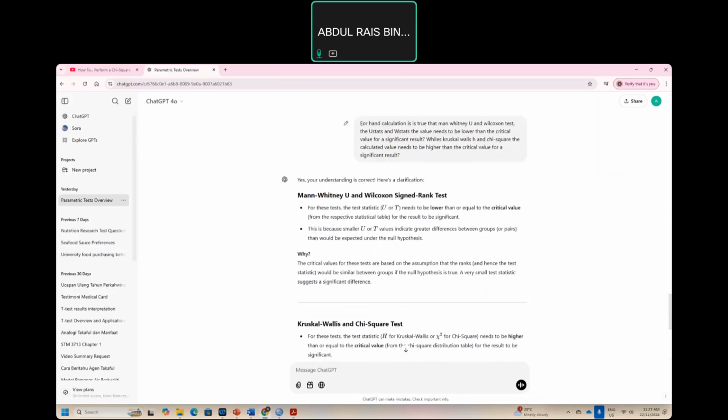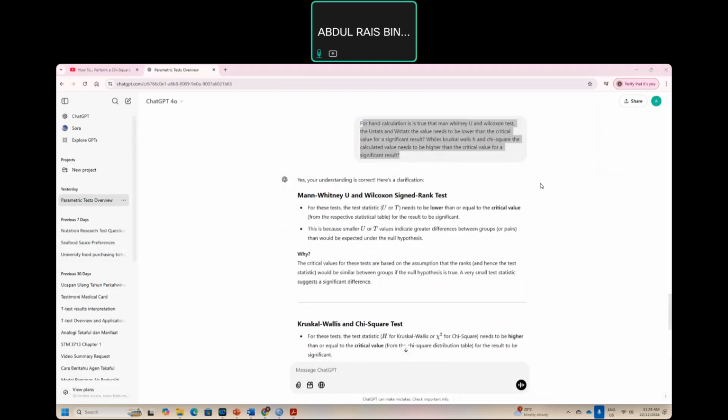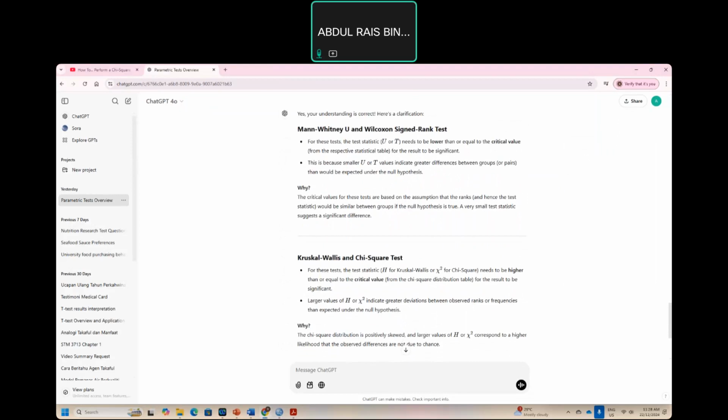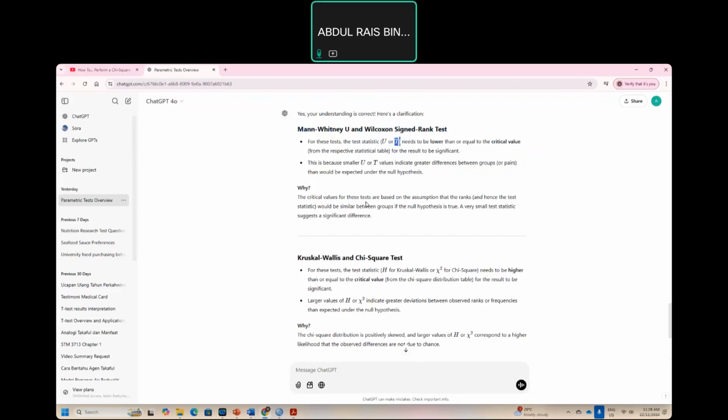And last, tengok, saya tanya, is it true that Mann-Whitney U and Wilcoxon use stats needs to be lower, while Kruskal-Wallis and chi-square value needs to be higher? Our good friend Mr. ChatGPT pun mengatakan benda yang sama. Tengok, Mann-Whitney U needs to be lower or equal to the critical value. Okay, U and W, sorry. ChatGPT pun boleh buat salah. Alright.